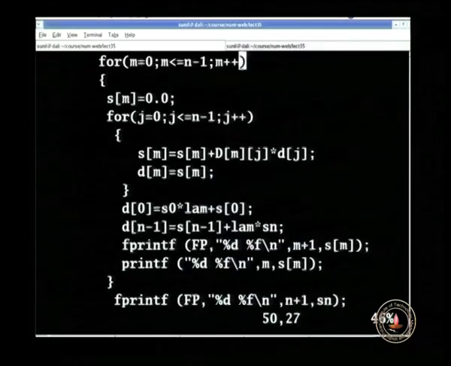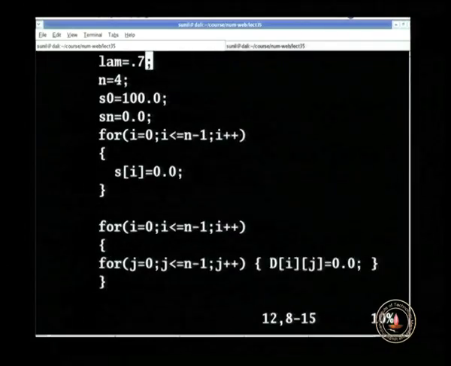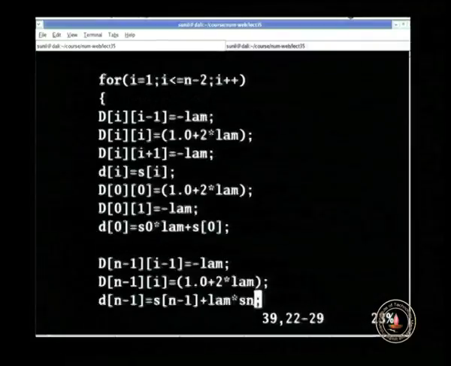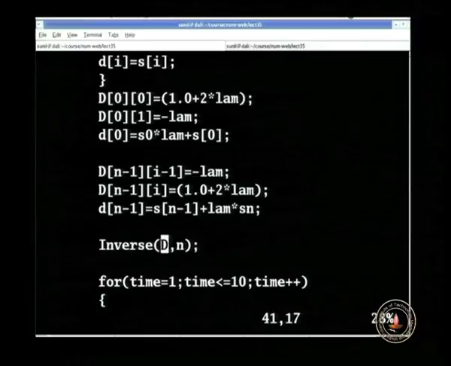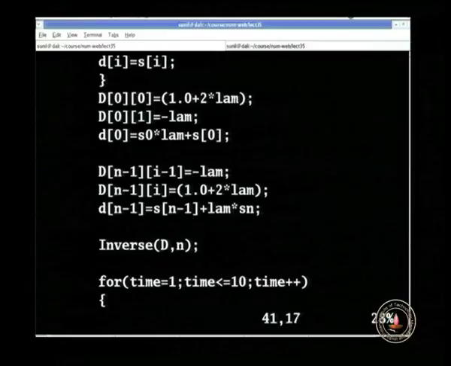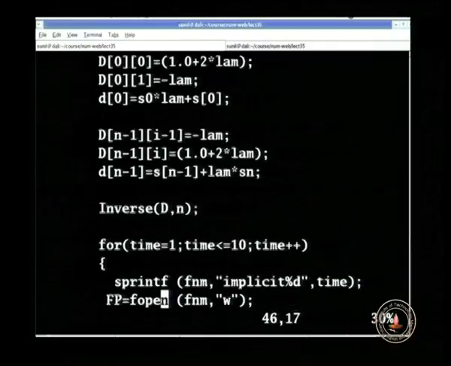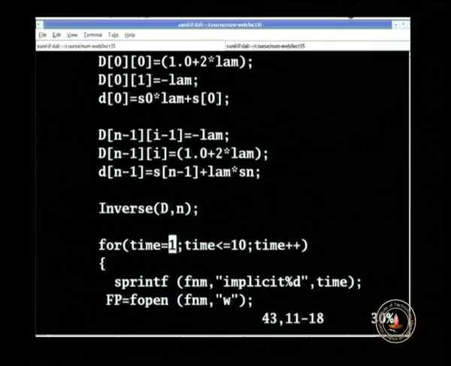When I call this inverse function in this program, I pass the matrix D, and when it comes back, D is replaced by its inverse. We don't need the D matrix; what we need is the D inverse. And then I do it for 10 time steps here, so I am doing it for time equal to 1 to 10.